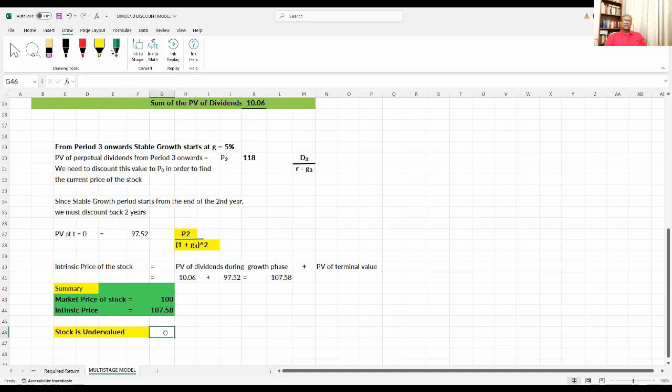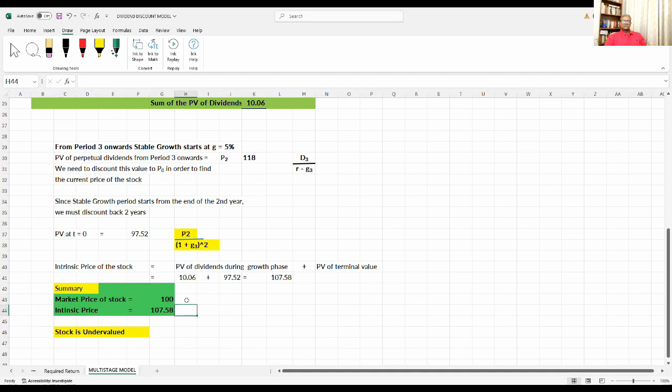Now how much of a good buy relative to other stocks which are undervalued, we can find out by seeing the margin of safety. So if you have another equally good stock whose, let's say, market price is 90 or 80, then you have a higher margin of safety. So that would be a more attractive stock to buy than this one. So that's how you apply the multi-stage model to evaluate the valuation of stocks.